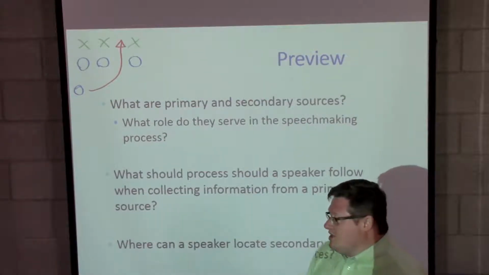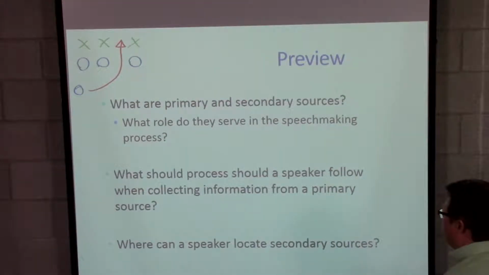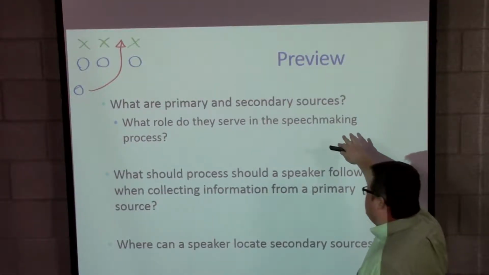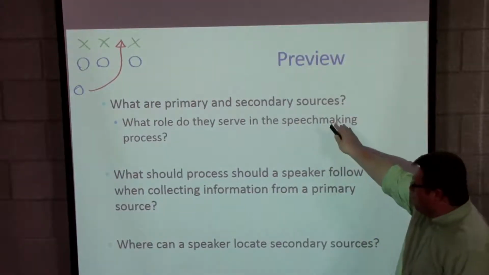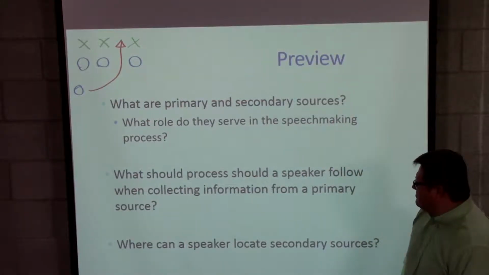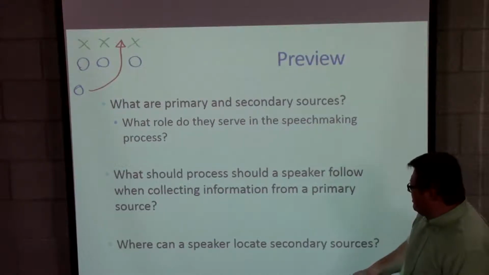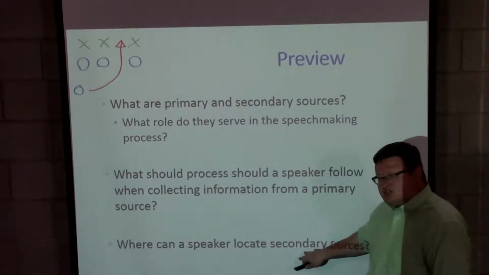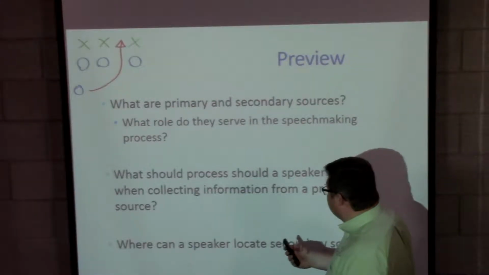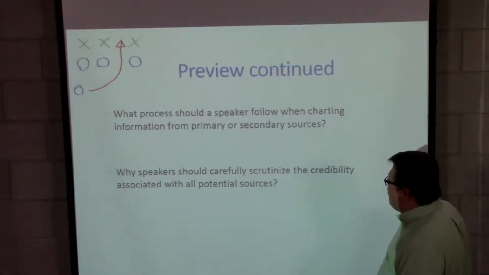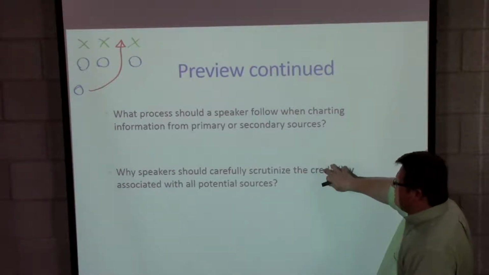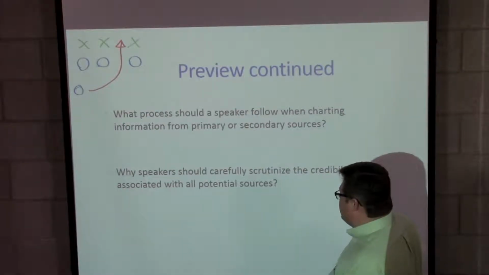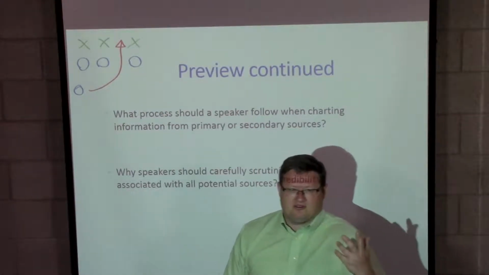We have some questions here, a preview for this particular lecture. What are the differences between primary and secondary sources? What role do they play in the speech-making process? What should the process allow a speaker to do when collecting information? Where can a speaker locate those secondary sources? I'll show you specifically where you can get that at BSU. What process should a speaker follow when charting information from primary to secondary? And why should speakers carefully scrutinize the credibility associated with all different sources?